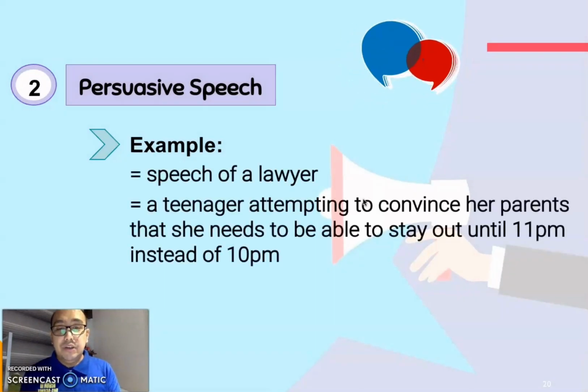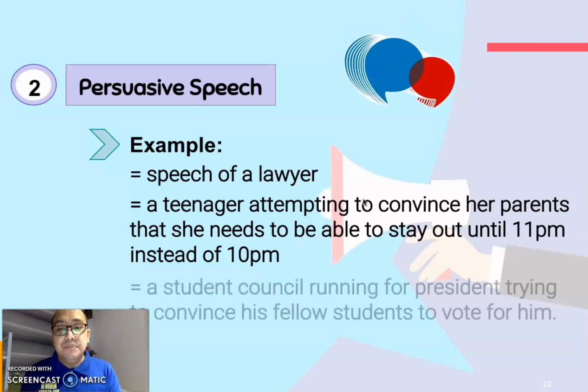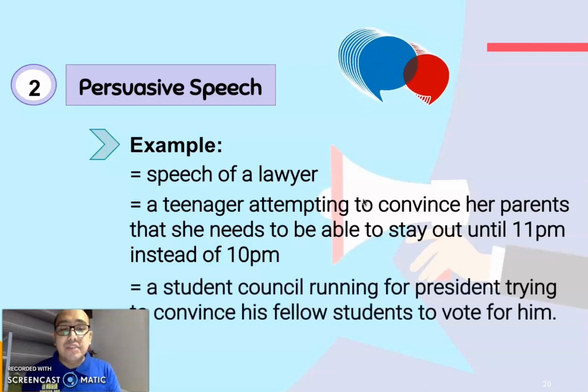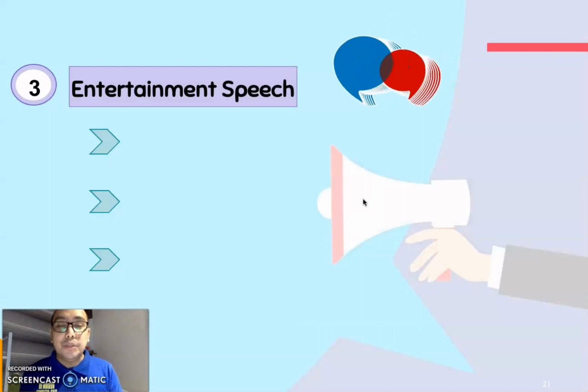The speech of a lawyer, or a teenager attempting to convince her parents that she needs to be able to stay out until 11 p.m. instead of 10 p.m. Or a student council running for a president position trying to convince his fellow students to vote for him. The third type of speech according to purpose is the entertainment speech.